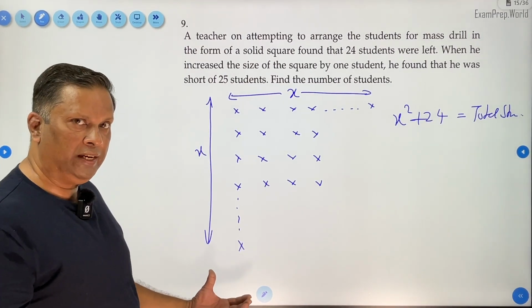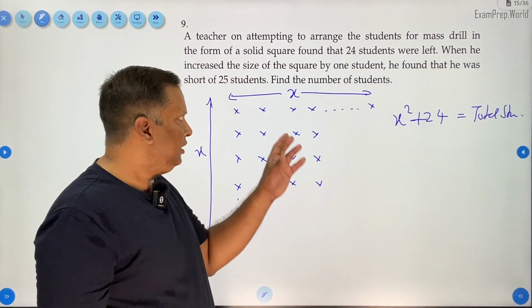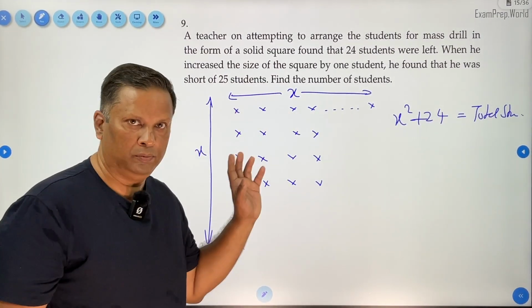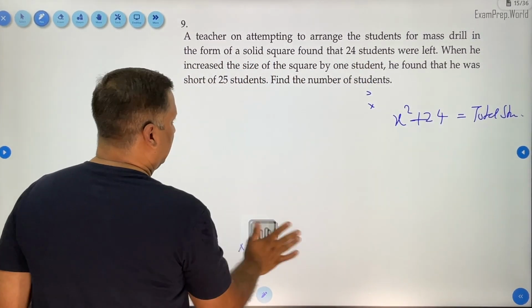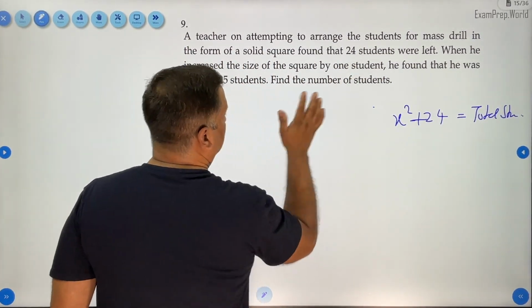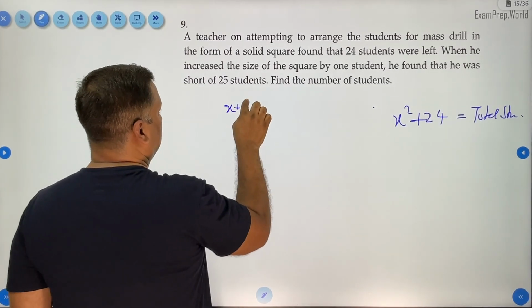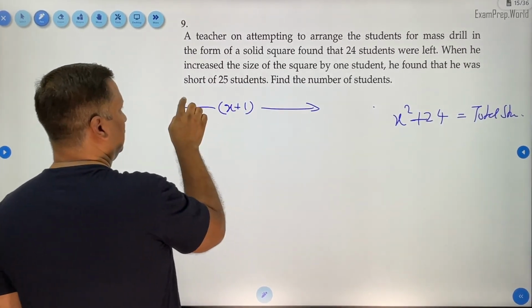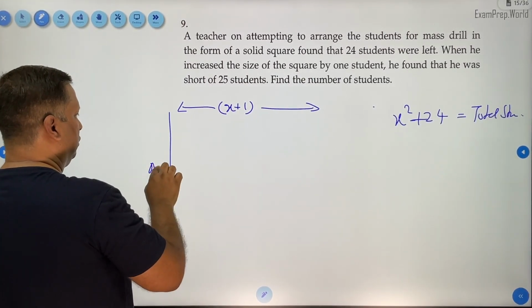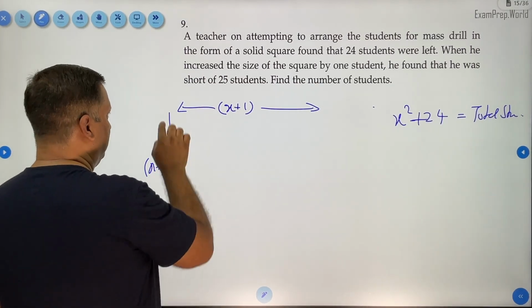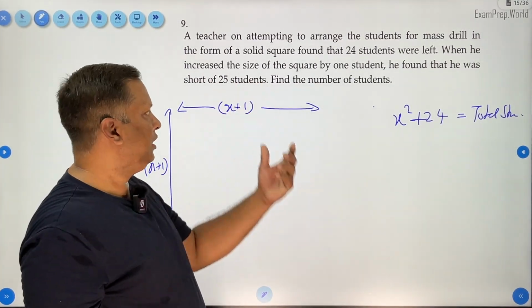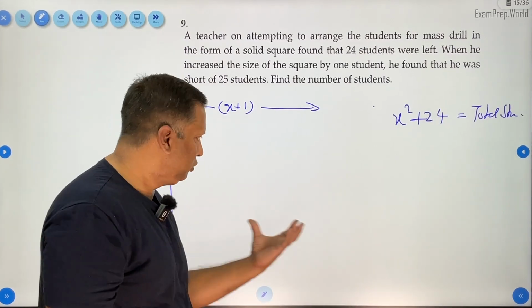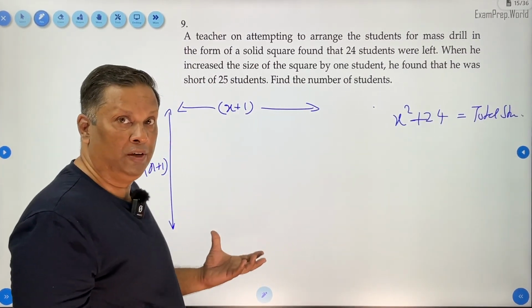Now she tries another way. She adds one student to the row. So what is the new row? In the new row, she will have x plus 1 students in this fashion, and here also she will have x plus 1 students. But when she does that, she finds that 25 students are less. She falls short of 25 students to fill the matrix, right? So 25 students are less.